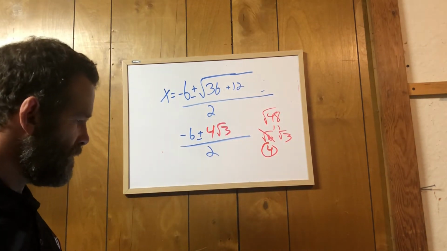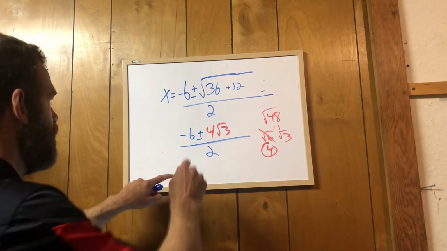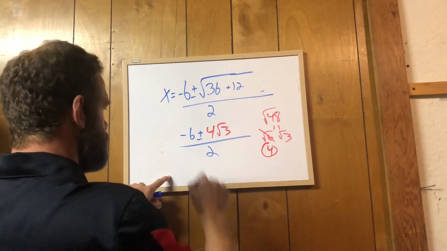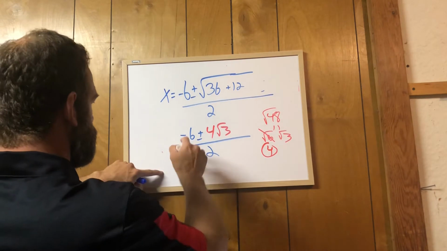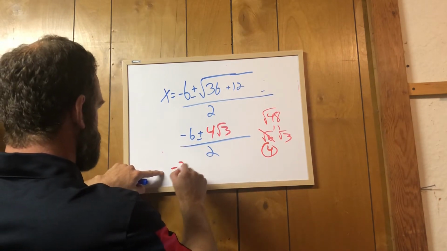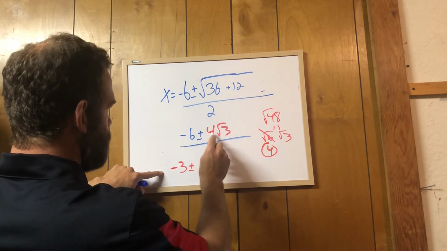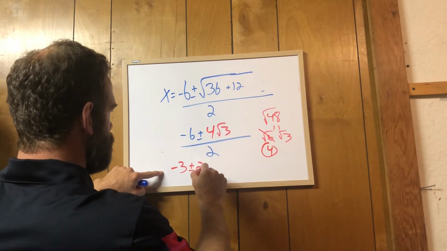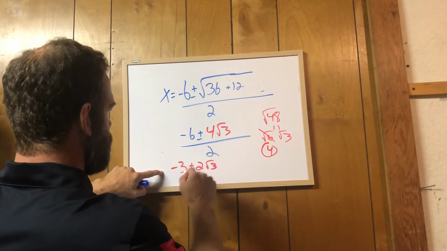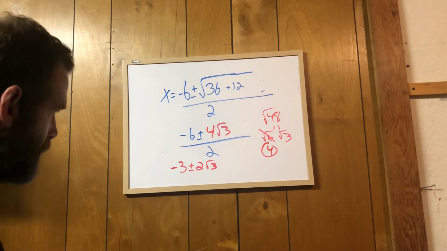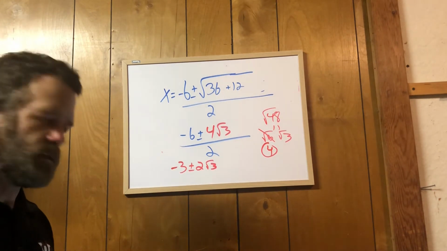And then these aren't any of the answers because they divided this, this, and this by 2. So they're going to take half of negative 6, which is negative 3, plus and minus. 4 divided by 2 is 2 root 3. And 2 divided by 2 is 1. So negative 3 plus and minus 2 root 3 is your answer for number 6.